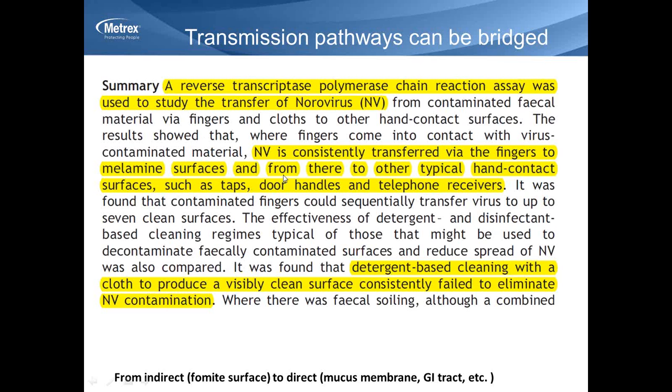So the conclusion is that norovirus is consistently transferred by the fingers to melamine surfaces, and from the contaminated surfaces to other typical contact surfaces such as taps and door handles. The interesting note is that a detergent-based cleaning method with a cloth will fail to eliminate norovirus contamination, because you just push the norovirus around without really disinfecting it. We will talk about this later. So from this case study, again, we learned that even though norovirus is a GI tract virus, transmission can occur from an indirect fomite surface to the GI tract or mucous membrane.